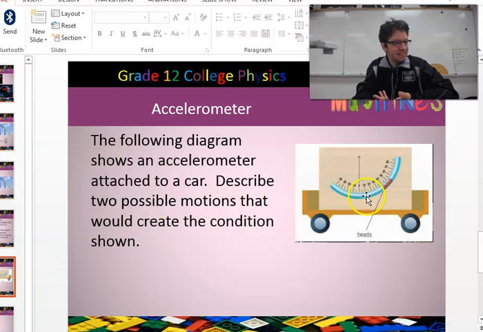And the basic idea is this. Let's say you have a tube with some balls in it. Initially, the balls under gravity will just sit at the bottom. In this case, they're called beads. The beads will just sit at the bottom.